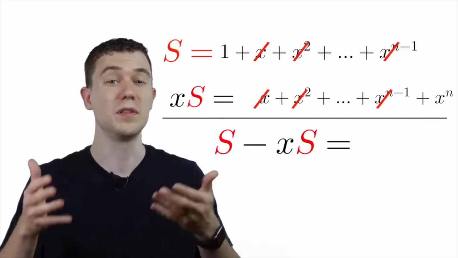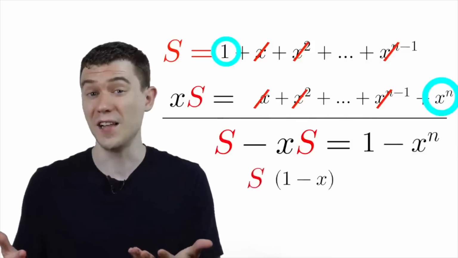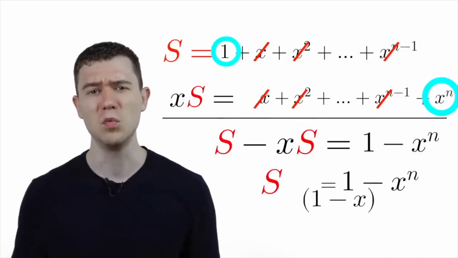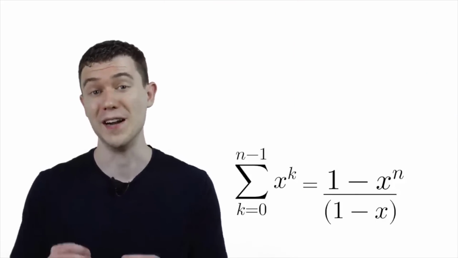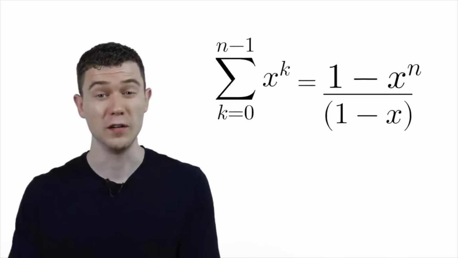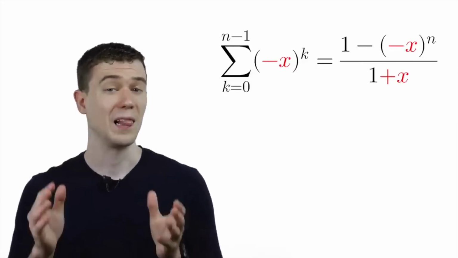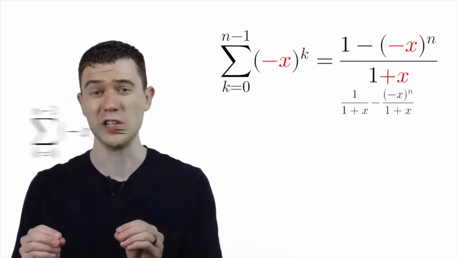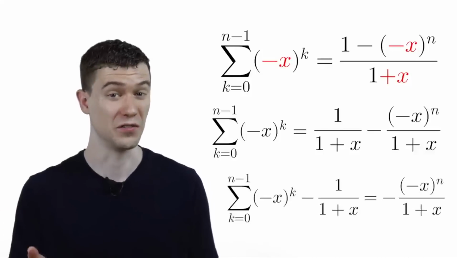We're just left with the 1 and the last term. Factor out the s on the left, divide by x minus 1, and we have the well-known result for the sum of a finite geometric series. Let's treat this result like a function. Right now it's composed with x, but let's plug in negative x to get this result. Let's split up this fraction and subtract the 1 over 1 plus x to the other side.